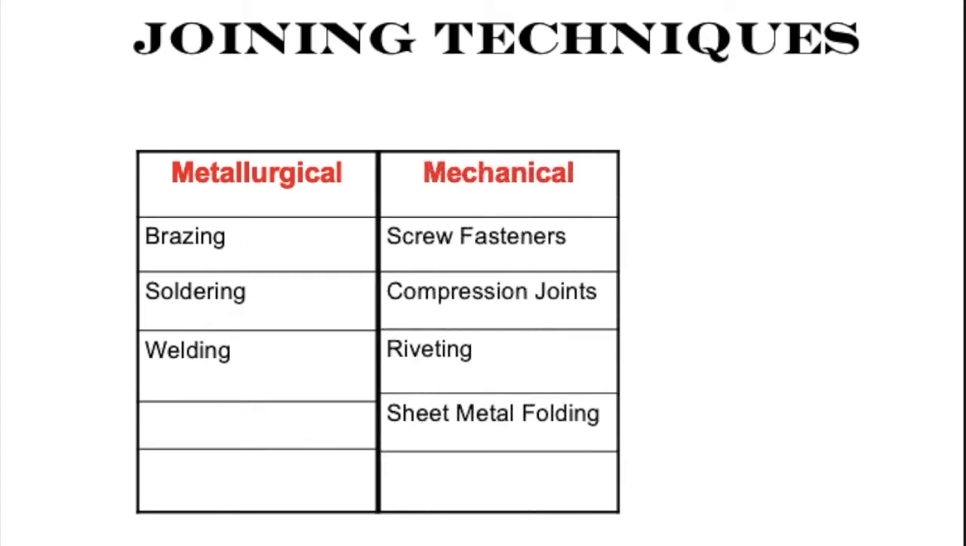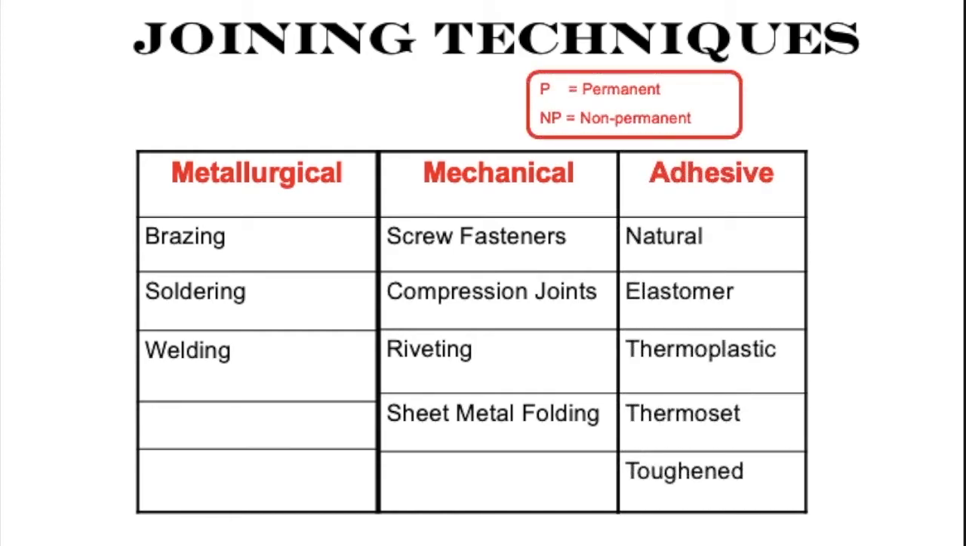There are metallurgical ones, which involve the process of diffusion, meaning elements of one metal diffusing into the other. Usually the metallurgical ones are referred to as the hot joining techniques, unlike the mechanical ones, which are sometimes called the cold joining techniques. They do not involve any sort of diffusion. Then there are also adhesives.